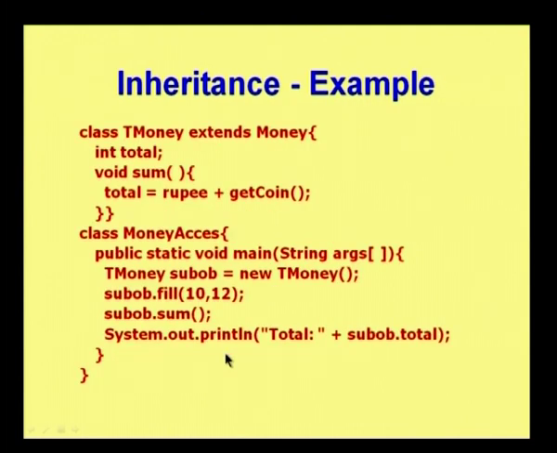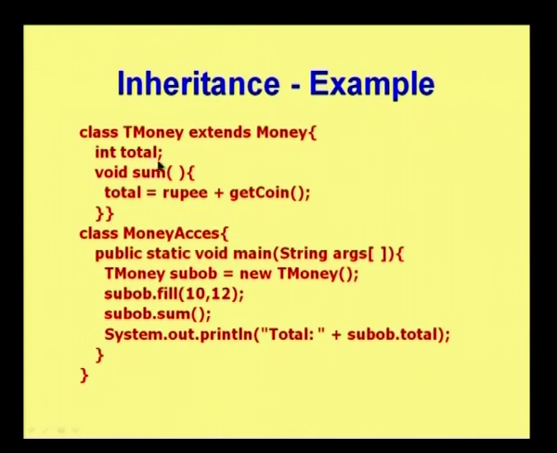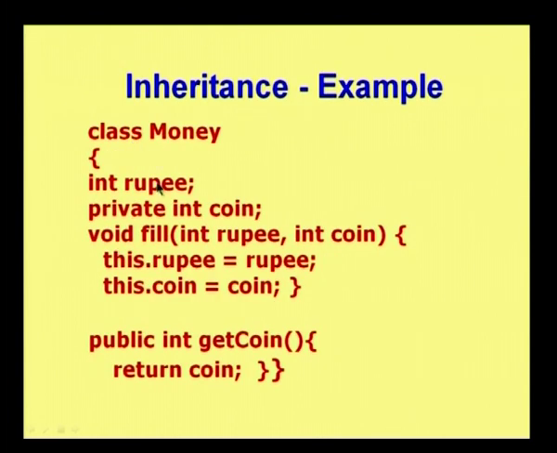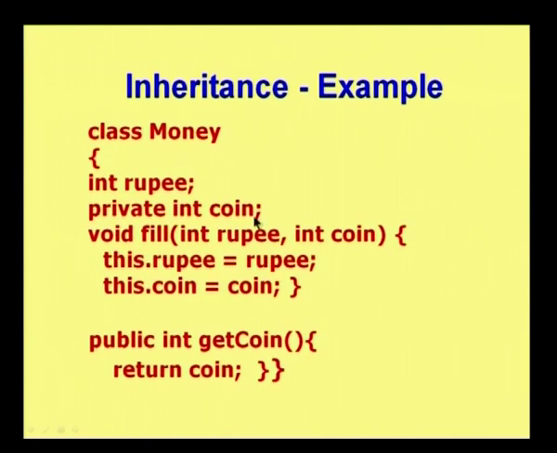Whenever I have a TMoney class, it will have the variable rupee. Whenever I say extends, it means that all the variables and methods come here. So, that variable rupee will come to the derived class, as well as the method fill, whereas we will not be able to access the private int coin. For that we have introduced a new method, public int getCoin, which will return us the value from that particular object.